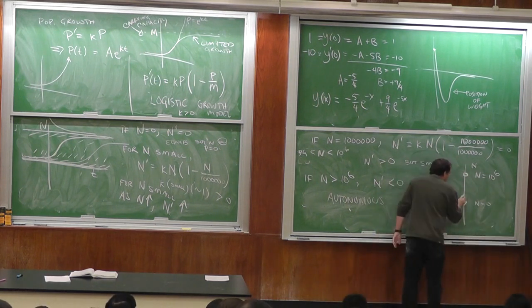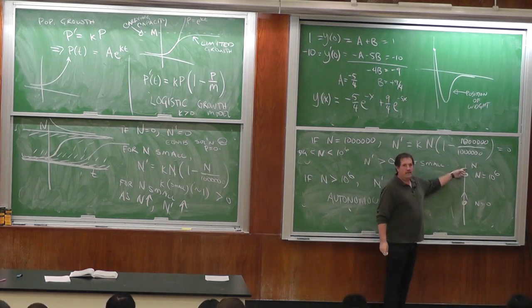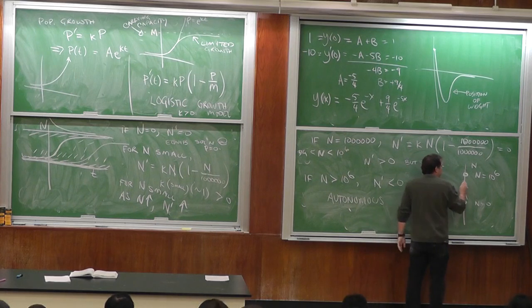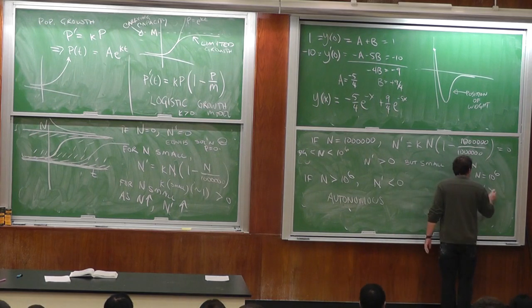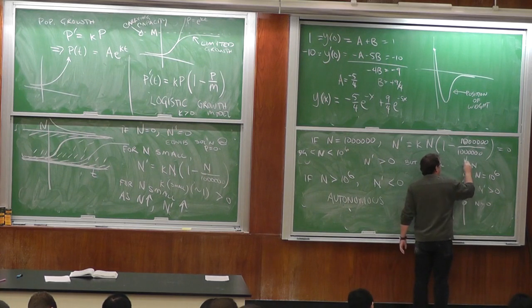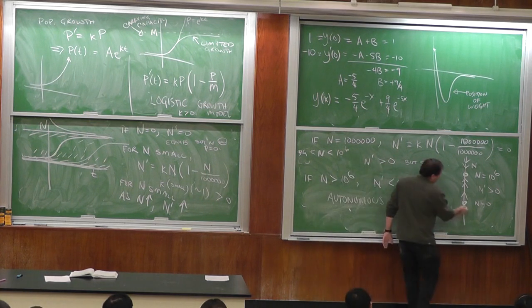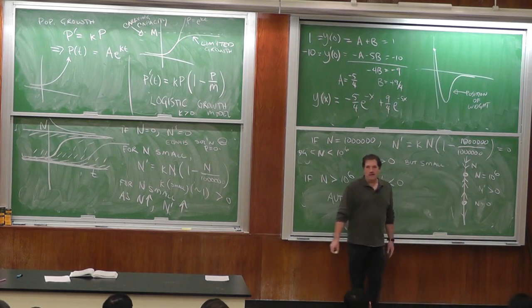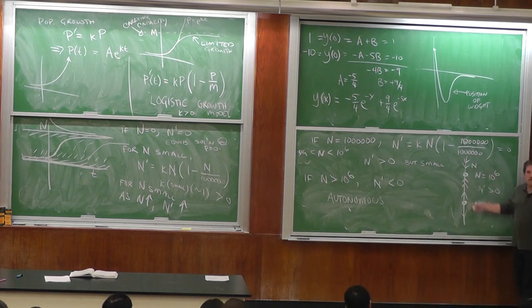This one is repelling in the sense that if you start here, you move up. This is saying that n prime is bigger than 0. If I start above this, I move down. And if I start below this, if I had a negative population, I'd get even more negative. So I can describe everything just in terms of this picture. If I start with a small amount, I get more, and I limit on this.